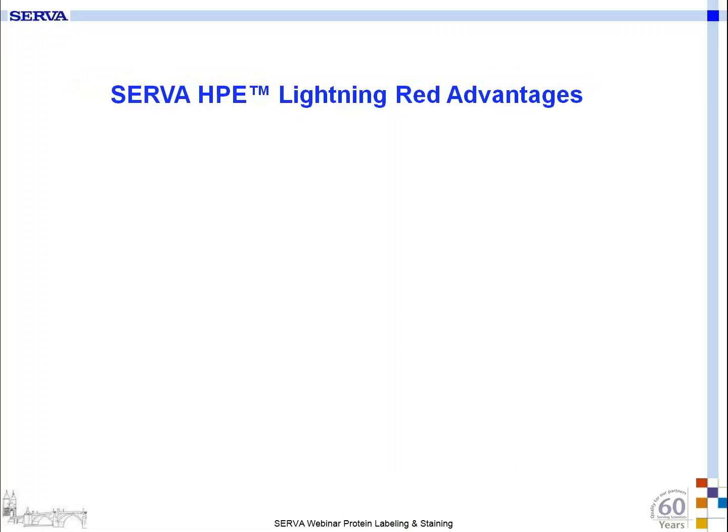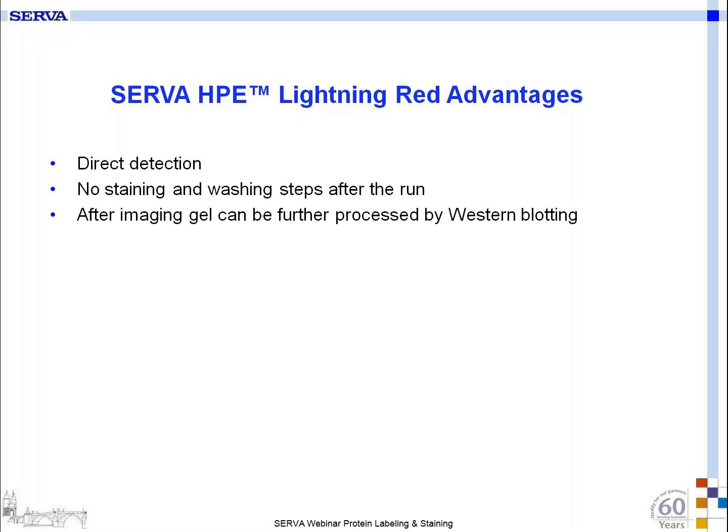Just to summarize here again the advantages of our HPE Lightning Red. You have the direct detection without destaining, staining, washing steps. Go out of your electrophoresis, put it on your imager or scanner, and there you go. You can process it further. For example, you can Western blot it, and you can also detect it on the Western blot afterwards. You have a very high sensitivity. You can go down to, let's say, 100 picograms protein per spot in 2D electrophoresis.